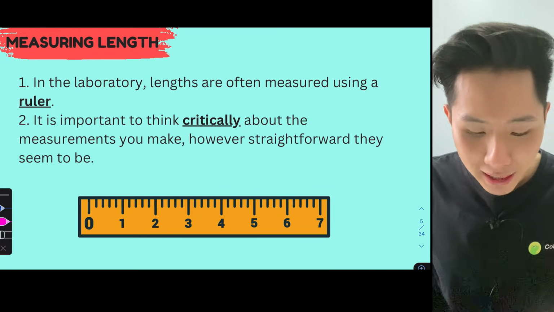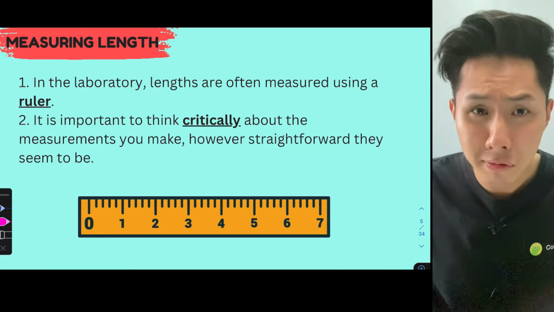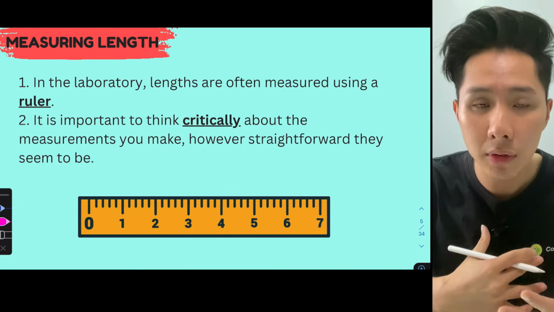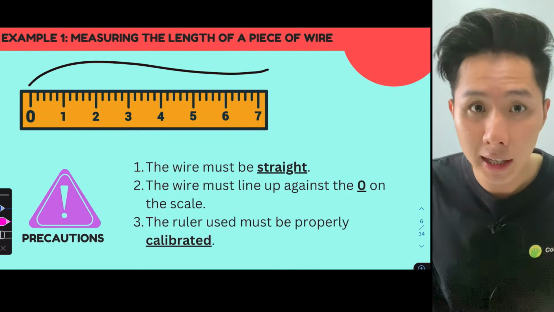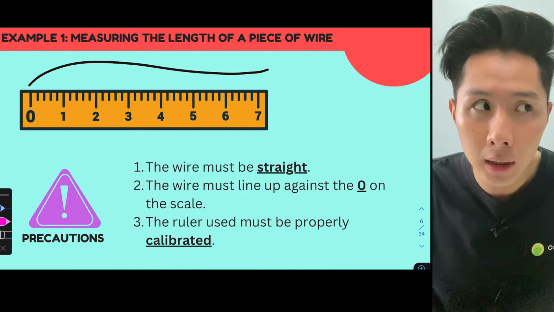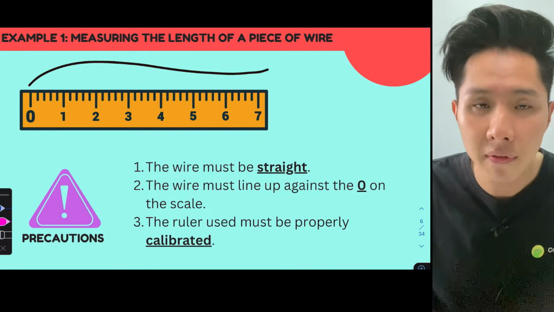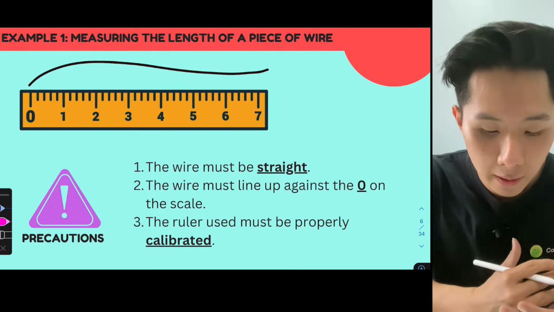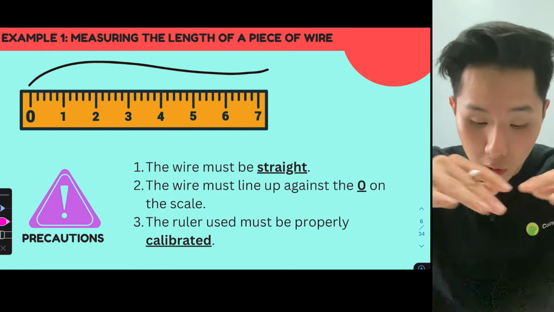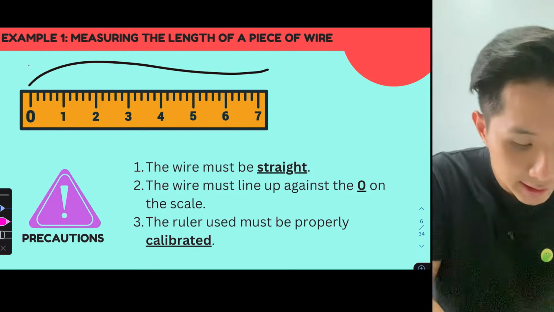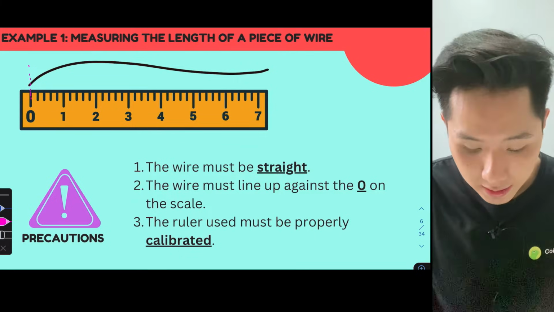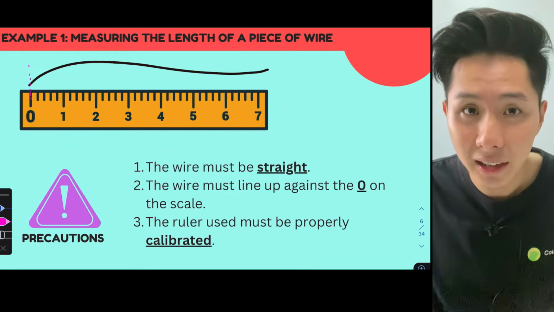Lengths in the lab are often measured using a ruler. In fact, we use a ruler every day in our daily life, but it's important how we make better use of the ruler. Here are some examples of what we need to measure. One of them would be a piece of wire. Let's say you're doing an electricity experiment to investigate how the length of wire affects resistance. So we might need to measure the length of wire. Here are some of the precautions. First of all, your wire must be straight, and the wire must start at the 0 point, so you get the exact figure. And last but not least, the ruler has to be calibrated.